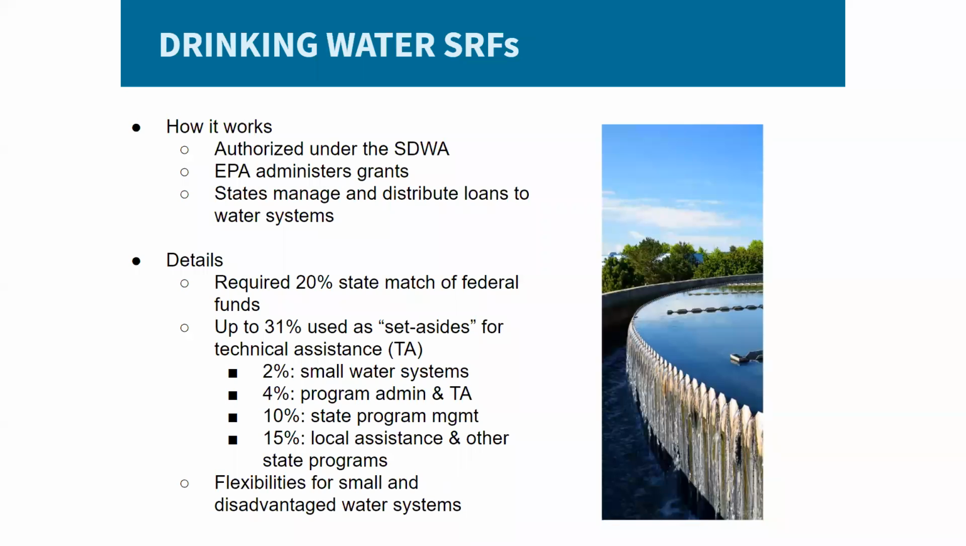Up to 31% of federal grants may be used for technical assistance rather than the capital or infrastructure investment itself. This includes things like 2% being available for small water systems, 4% is available for program administration and technical assistance, 10% is available for state program management, and then 15% is available for local assistance and other state programs. This program also includes additional flexibilities not covered here to allow states to prioritize and meet the needs of small and disadvantaged water systems.